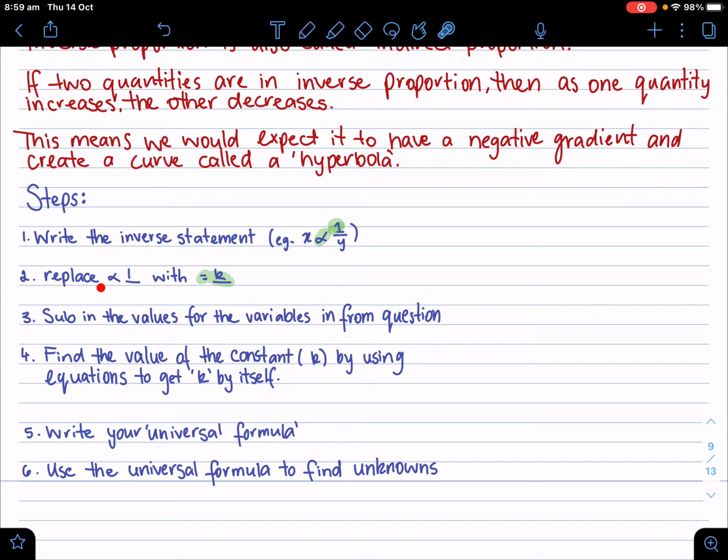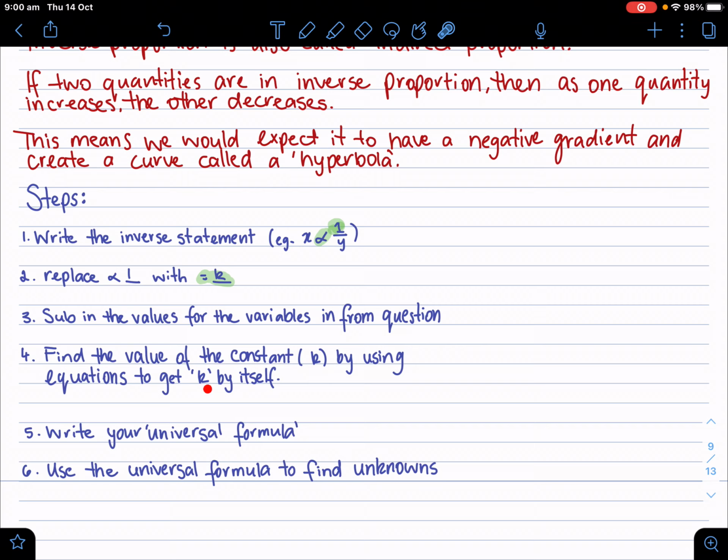Step 2, replace the proportional symbol and 1 with equals k. So that proportional symbol and 1 is replaced with equals k, just like direct proportion, except now we have a fraction on the other side. Step 3, sub in the values for the variables from the question. The question will give you values for x and y, so you just sub them in. Just like direct proportion, we find the value of the constant by using equations, by getting k by itself.